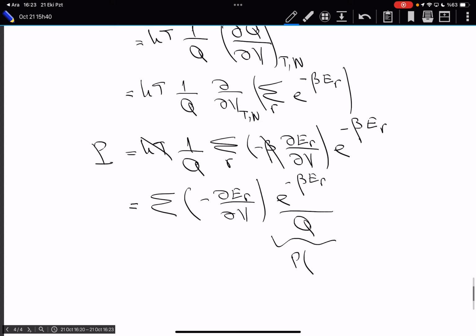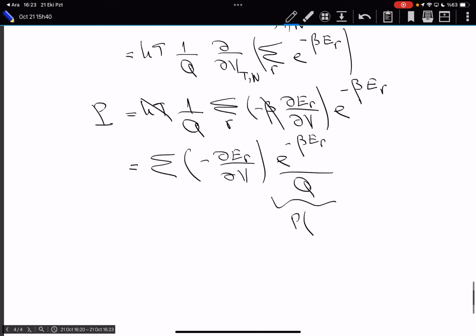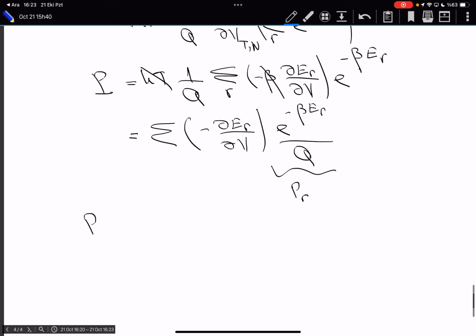Well, this is pressure, this is the probability that my system will be in the microstate r. Now let me use P of r over there. So the pressure is nothing but the average of minus the derivative of E of r with respect to V.